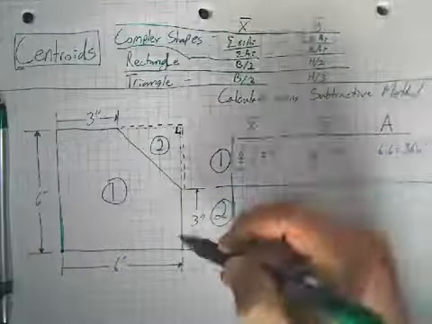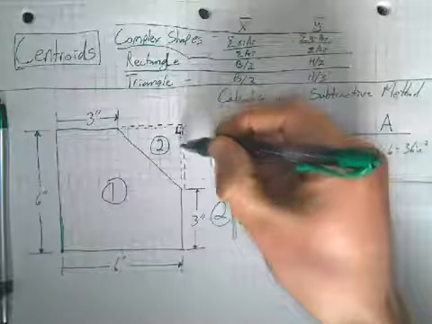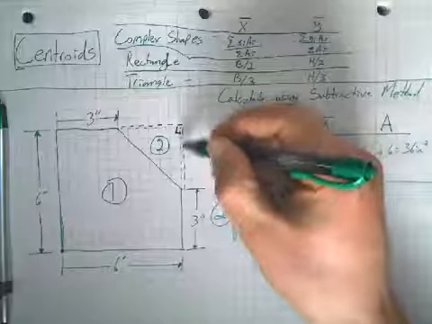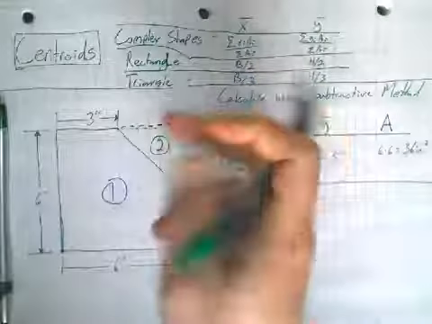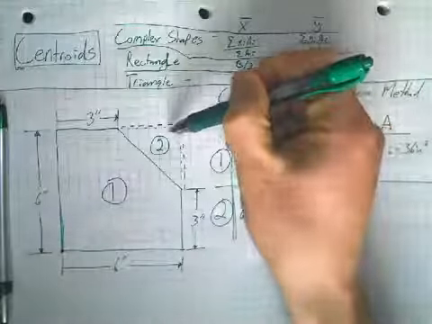My Y bar location, again, I'm starting up here at 6 and I'm working my way down for the height of this triangle because this triangle is what you could maybe consider upside down. So the centroid is going to be going to the left and down.